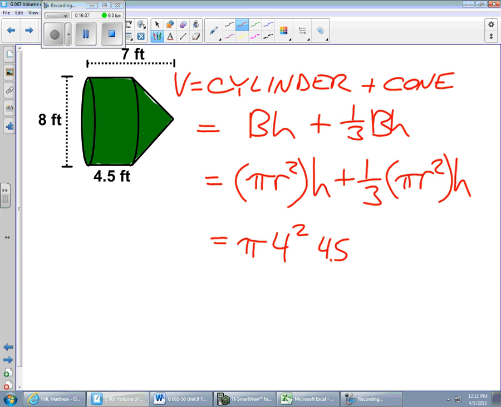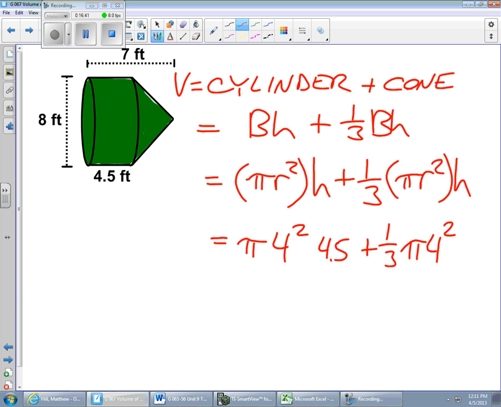Okay, then we got a plus sign, then we got a 1/3, then we got a pi. And as it turns out, by the way these two guys are connected to each other, they should carry the same diameter, which means they'll carry the same radii. Okay, so we got 4 again, squared. And height of the cone. Yeah, we got 7 feet, okay, all the way from left side to right side.